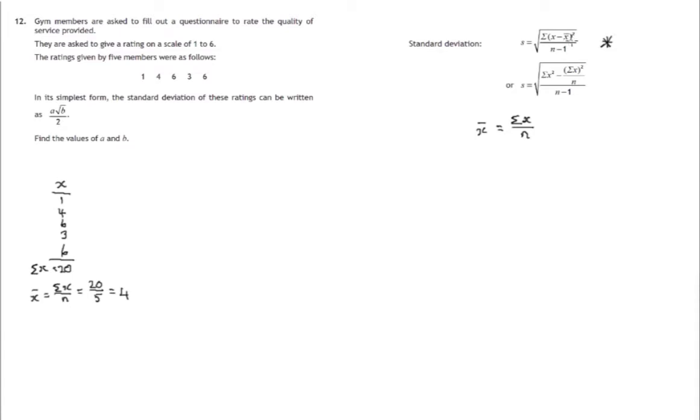Let's look at the next part of this formula. It says x minus x bar, and then there's a squared term there. So let's have a look at x minus x bar. This is the difference between the mean and the data values. If you like, the deviation of the data values from the mean. So we've got 1 minus 4, negative 3. 4 minus 4, 0. 6 minus 4 is 2. 3 minus 4 is minus 1. 6 minus 4 is 2. Now the deviations from the mean, x minus x bar, is not what we're after. We're after these values squared.